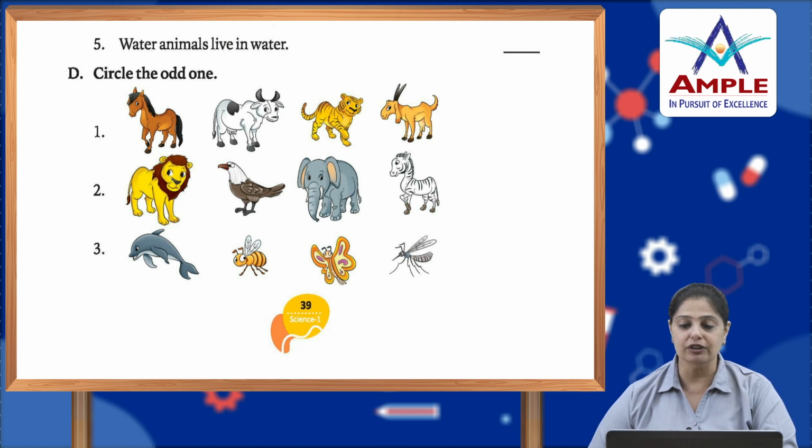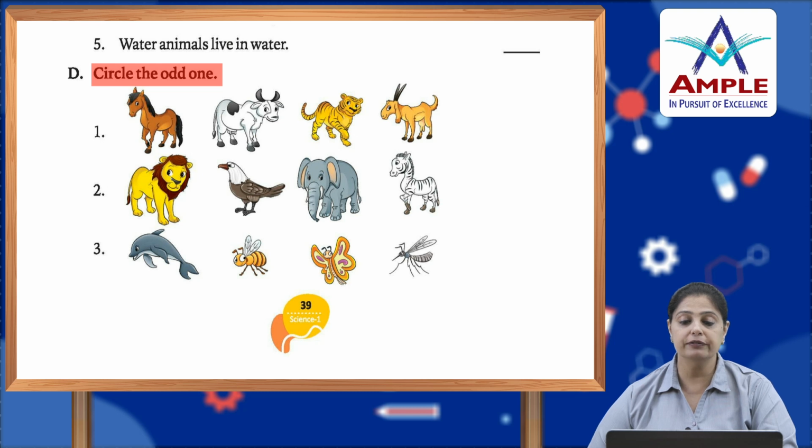Now, look at the picture and then you have to circle the odd one out. So, you have the horse, the cow, the goat and a tiger. Which one is the odd one? It is the tiger, because the rest of them are domestic animals. Now, next is the lion, eagle, elephant or zebra. The odd one is the eagle because the rest of them are land animals. Eagle flies in the air, in the sky.